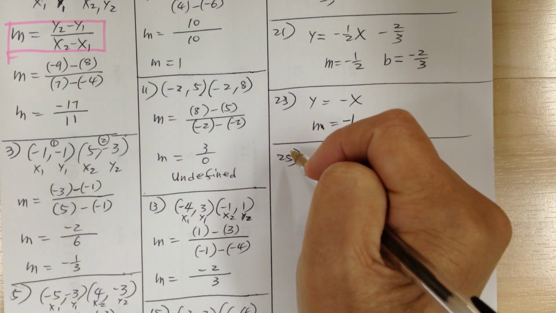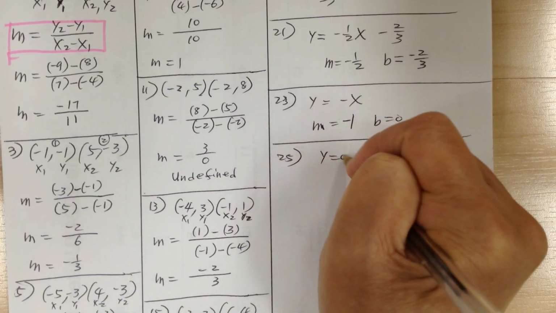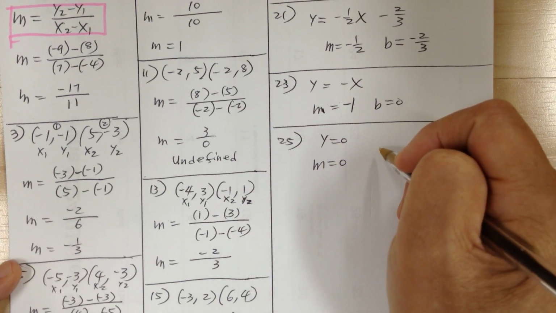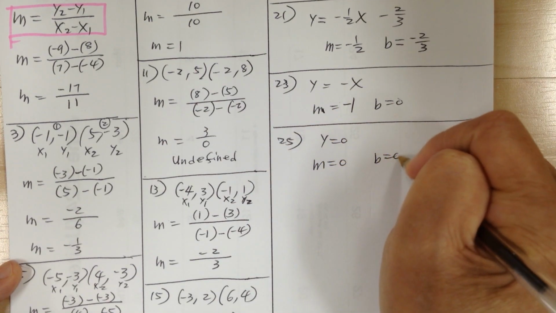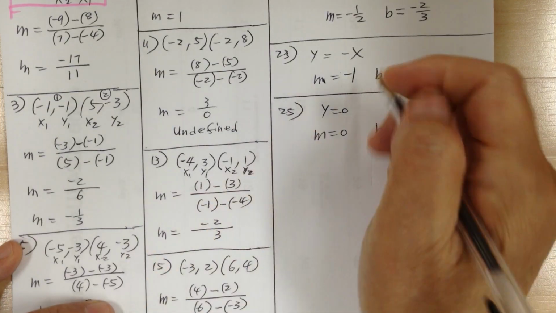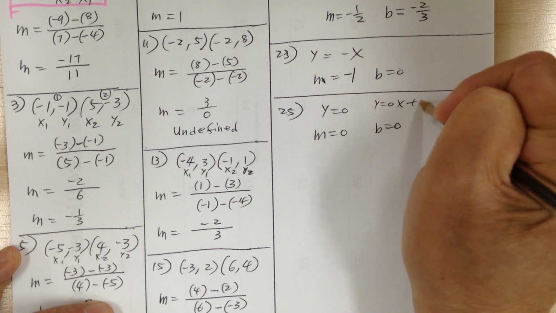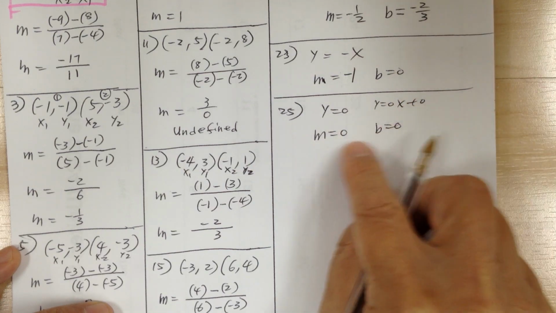Okay, 25. You got y equal to 0. So in this case, the slope equal to 0 and the b equal to 0. Okay? Think of this as y equal to 0x plus 0. Think of it this way. It helps you to get that.